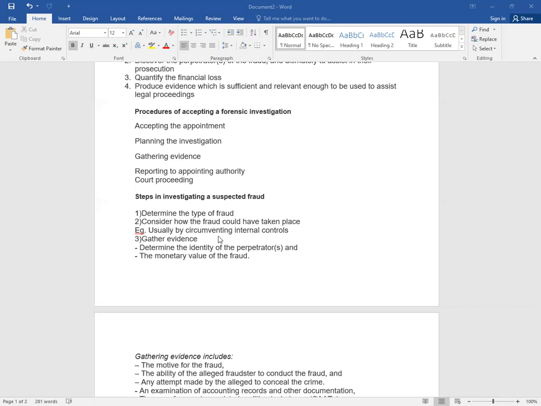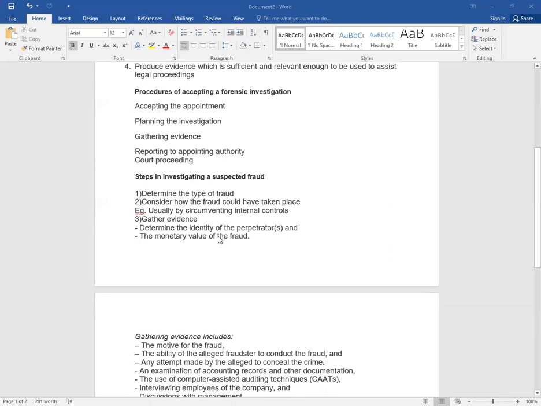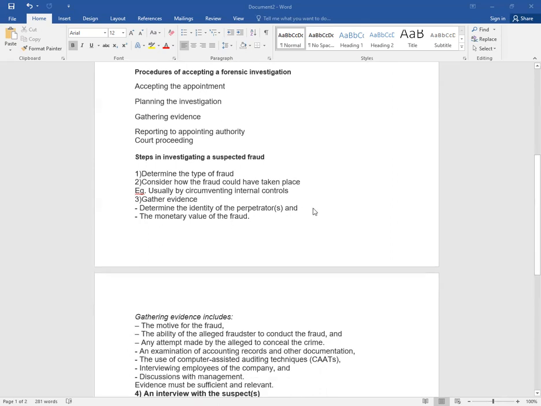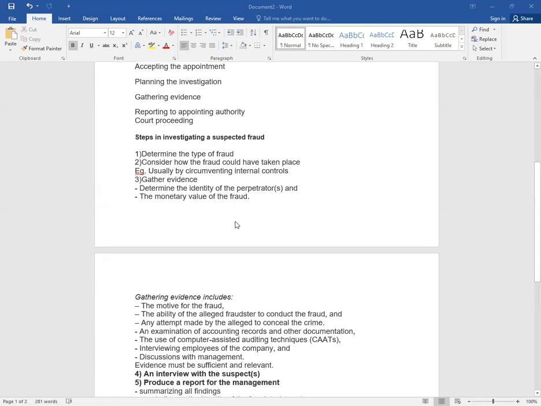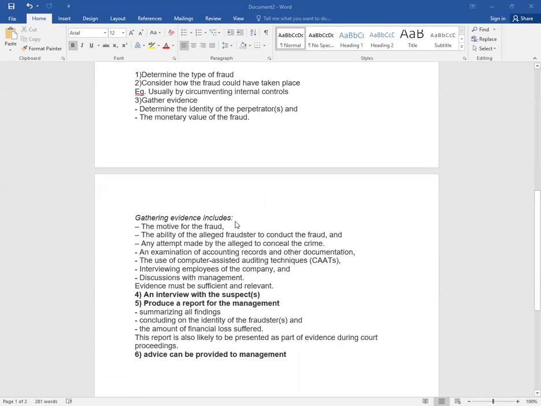Number three, gather evidence. Determine the identity of the perpetrators. Of course, when you are gathering evidence, it will help you to identify the perpetrators, the monetary value of the fraud, etc. Gathering evidence includes the motive for the fraud, the ability of the alleged fraudster to conduct the fraud, and any attempt made by the alleged fraudster to conceal the crime.